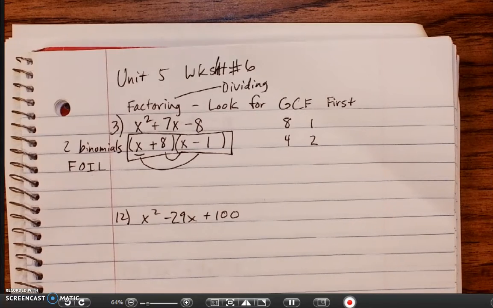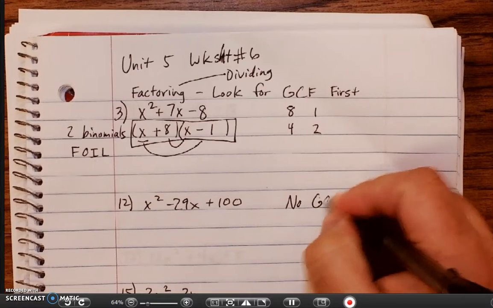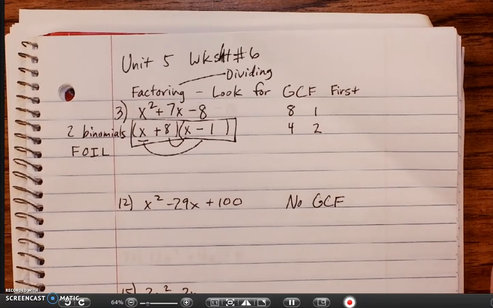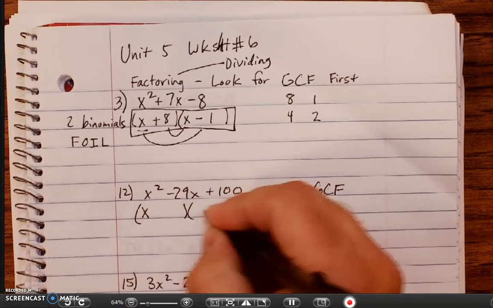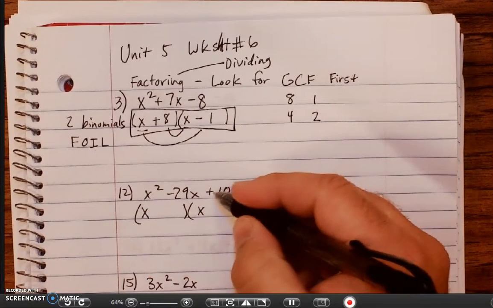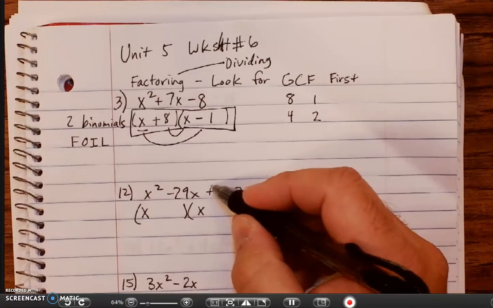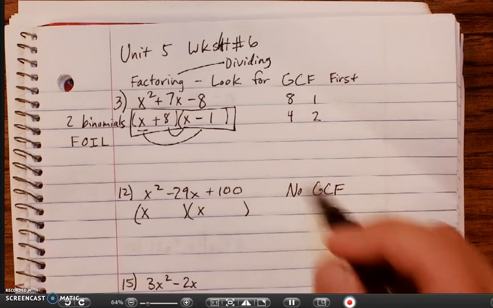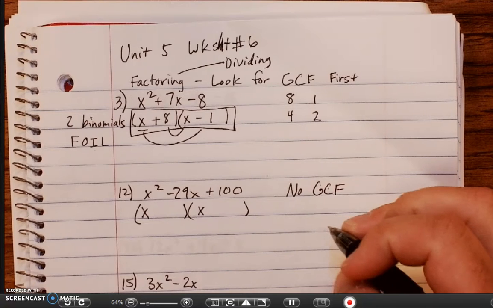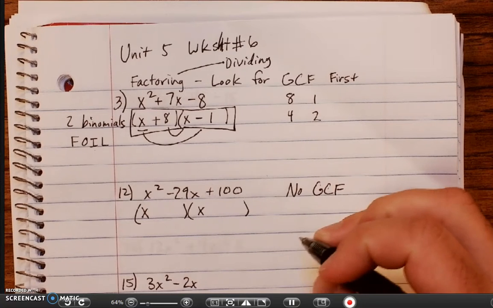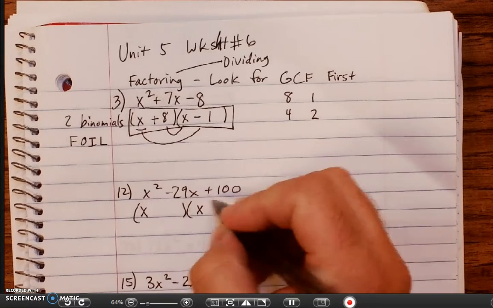Well, what about question 12? Question 12, no GCF. Okay, that's always what I check for first. So now I can start breaking it apart. X, X, let's see. Now this time I need two things that multiply together to give me +100. Well, that means you're either going to have 2 positive numbers or 2 negative numbers to get a positive multiplication of 100.